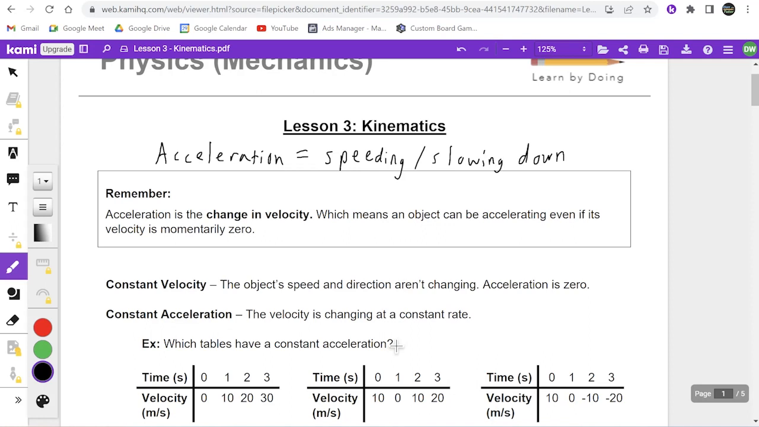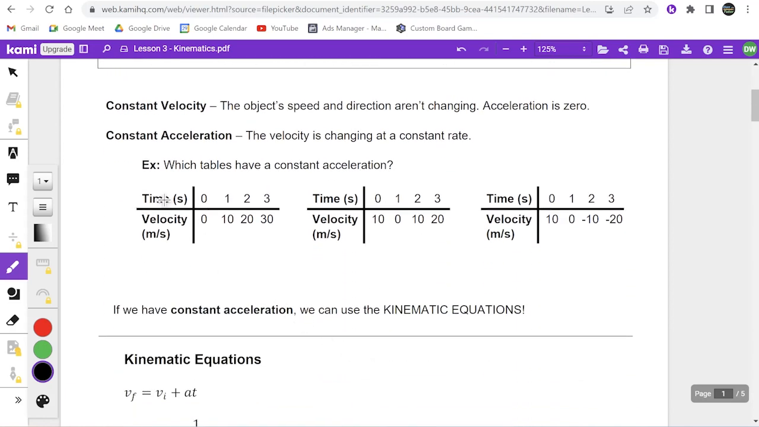And the reason why we care so much about constant acceleration is because when you do have constant acceleration, you get to use kinematics, which we'll talk about in a little bit. So first I have three tables here for us, and I would like to know which of these tables have a constant acceleration. I'm going to do all three, but here's the first one.